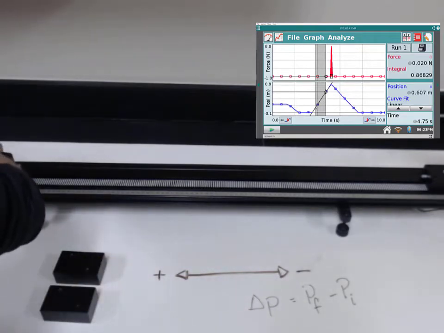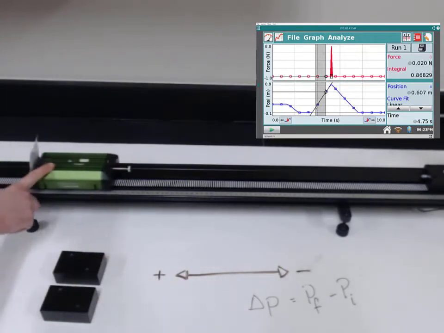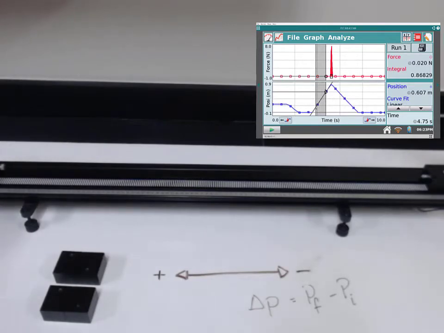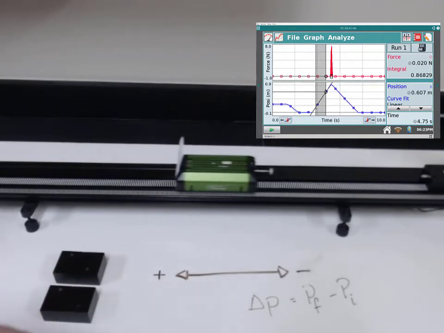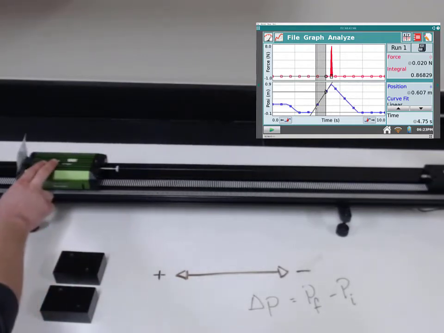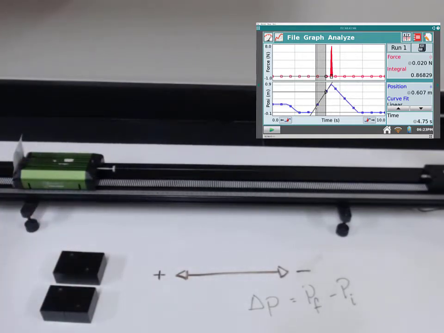We're going to set it up at the end of the track here, right off the edge of the screen. I'm going to send it down, flying towards the force sensor. Our force sensor will record the force and how long that force acts on our cart in seconds, from which we can get the impulse.